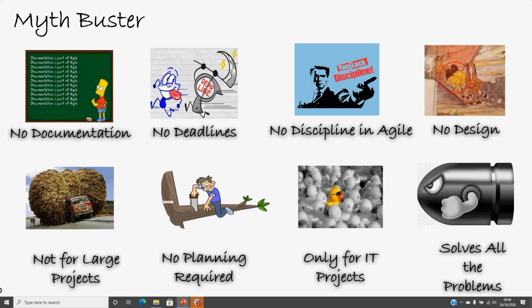If you have teams which are not agile friendly, which are not aware of how this is going to work, if you do not have the right culture in your organization, then agile is not going to solve any of your problems. It's going to create more problems. So you need to have the right environment for agile to work.